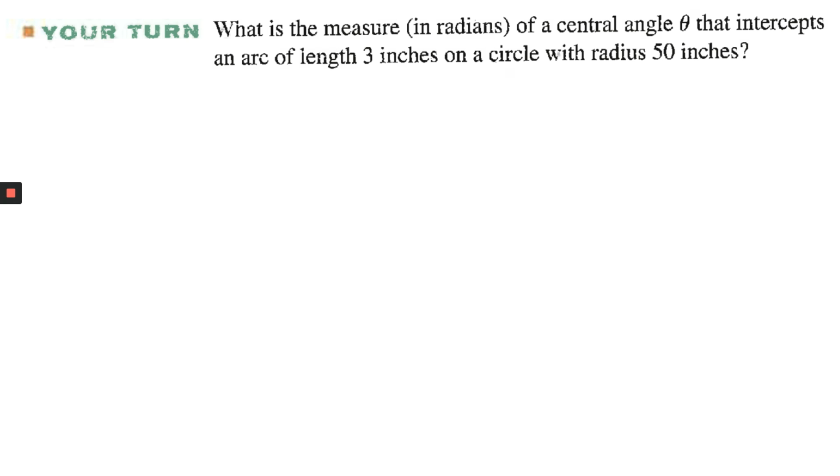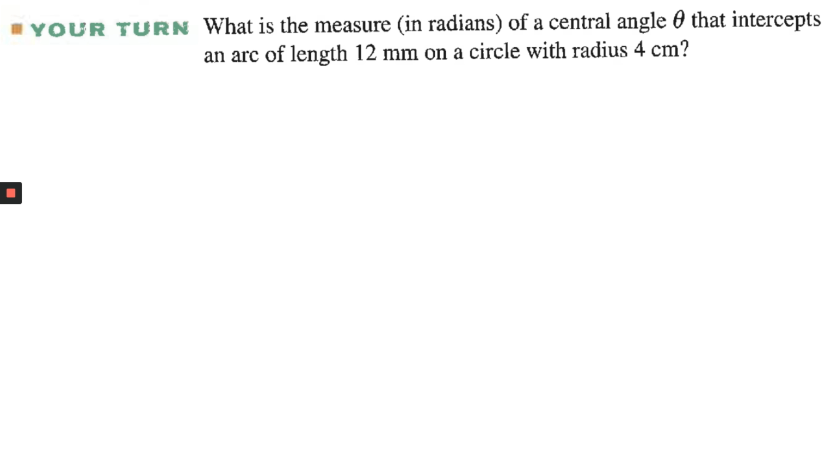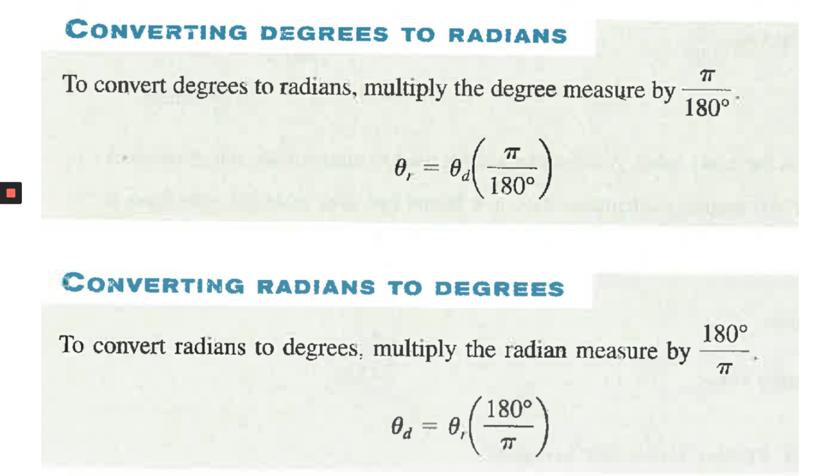I would say give it a shot, but I'm pretty sure you can divide 3 by 50. So in this case, theta is 3 over 50, or 0.06 radians. There's another example here, but we're going to skip that. I think you guys can all divide. Let's move on and see how we can convert from degrees to radians.